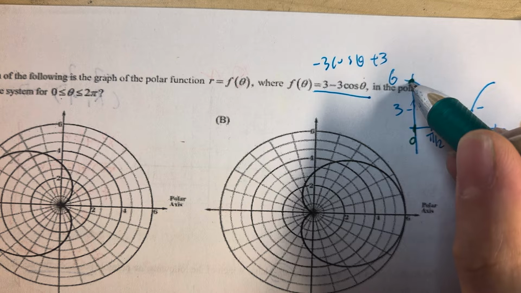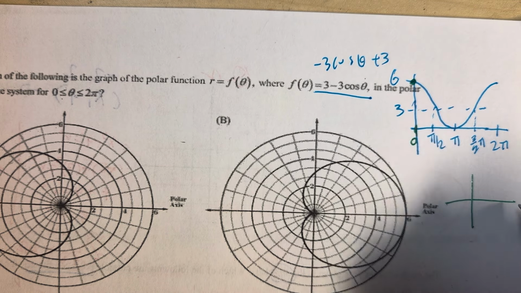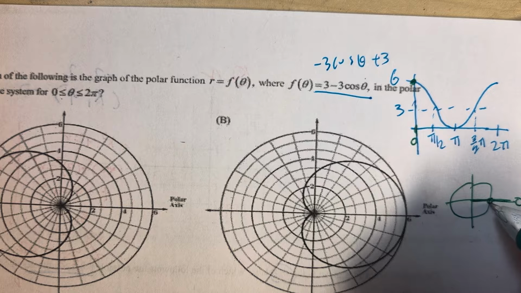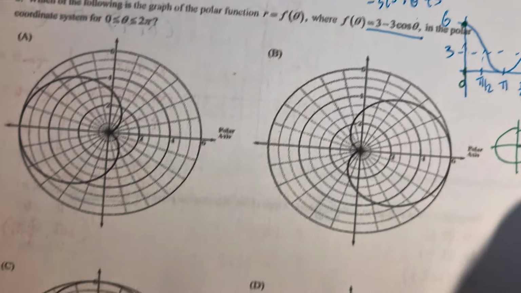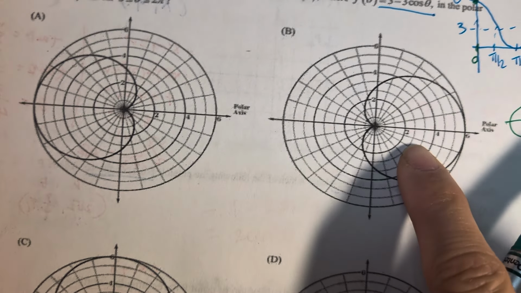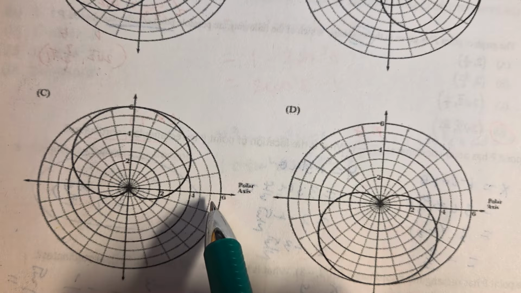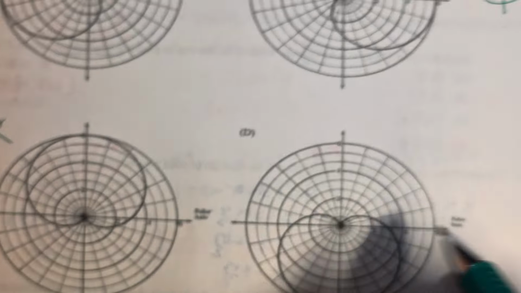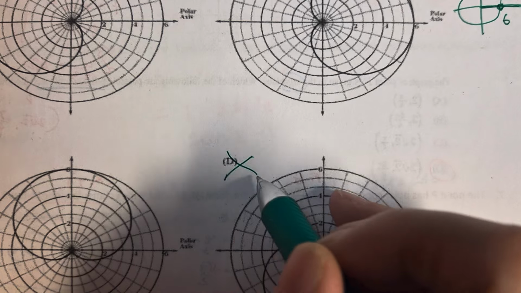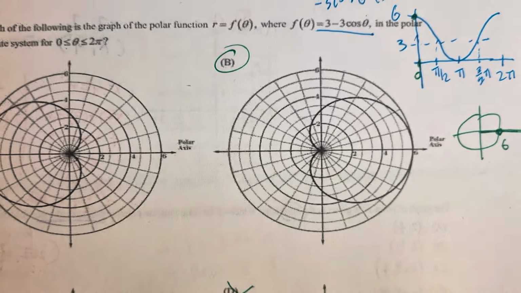What do you notice about the R value? 6. So when theta is equal to 0, which is here, R value is a 6, so we should have a point at 6. Okay? Does that have it? Yes. Does that have it? No. So adios. Does that have it? No. Does that have it? No. So it's going to be D.